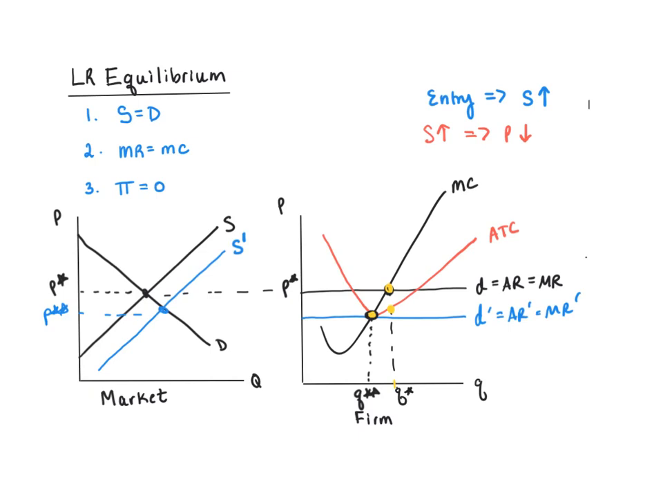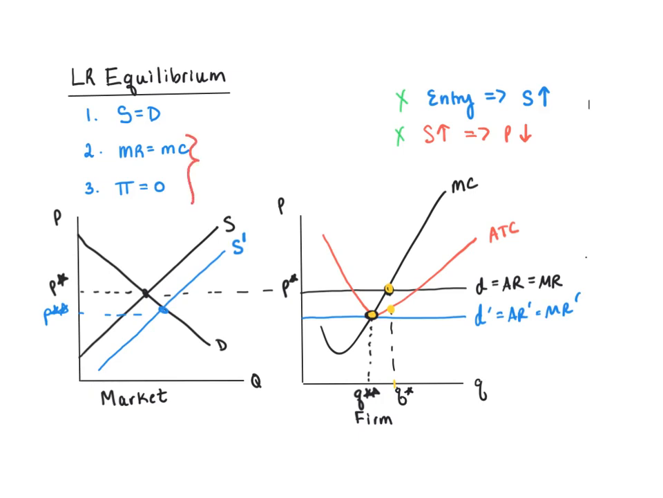Because no more entry will continue, supply will no longer shift, meaning price will no longer change, and the market is stable. To recap, for long-run equilibrium, we need supply to equal demand, marginal revenue to equal marginal cost, and we need profit to equal zero. Notice on the graph that at the long-run equilibrium, each firm is producing a quantity at the minimum of its average total cost curve. Let me explain this a little bit more.